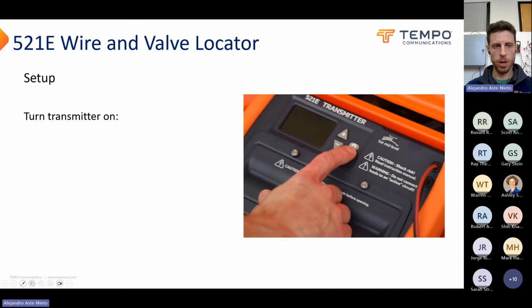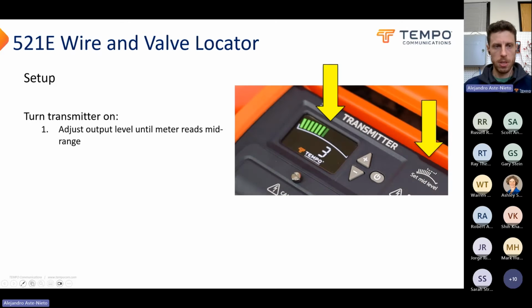And then next, we're going to turn our transmitter on once we've connected the leads. And what we're looking for is a mid-level reading on our gauge there. By default, the 521E starts at level 1. The 521A has a manual knob so you can select, but you'll want to start low and then work your way high until you get to that mid-level reading.